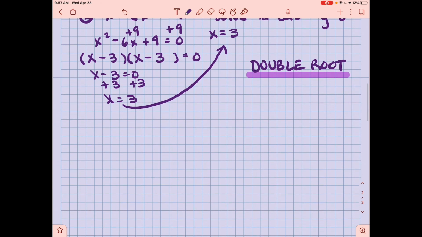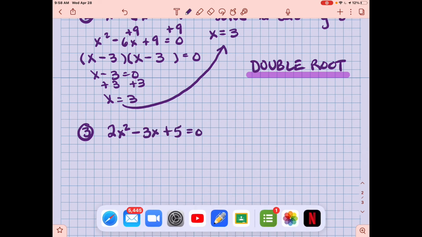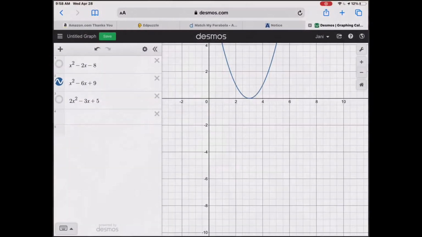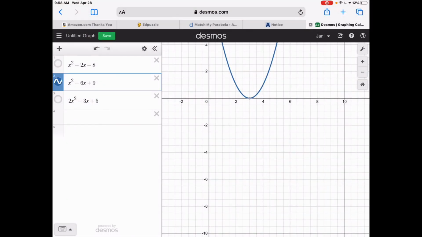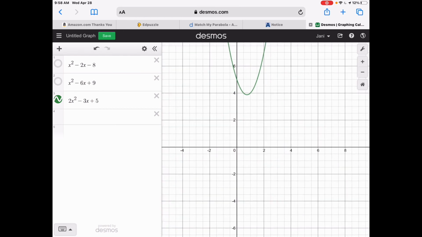All right, let's go to example 3. Example 3 has 2x squared minus 3x plus 5 equals 0, and it says solve by graphing. So I'm going to pop over to my graph and turn this one off and turn this one on. I'm not sure what's happening here. Turn that off, turn that on. There we go.